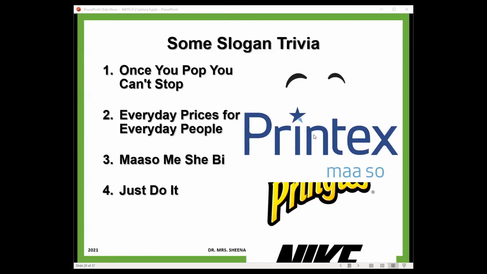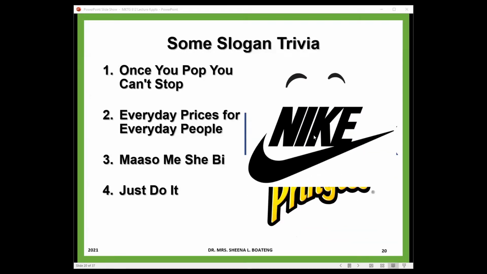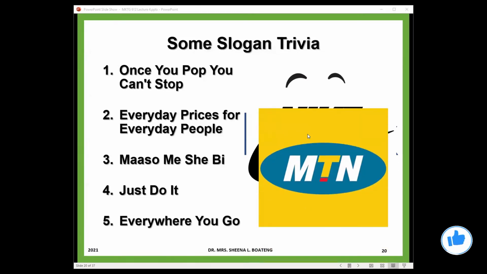Right? Let's do another one. Nike. You don't know this one, and I don't know what to say to you. Right? And then let's do one last one. MTN. Isaac already gave us this one. Everywhere you go. MTN. So again, this is a testament of the power of slogans, right?